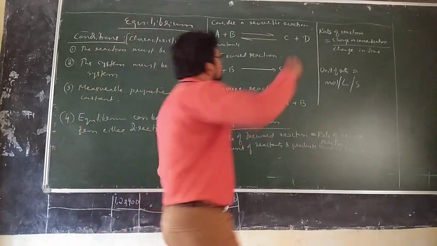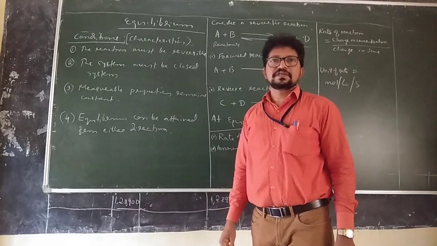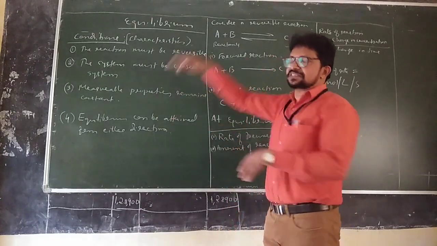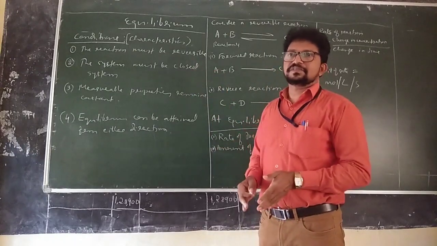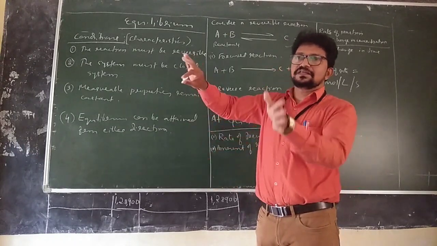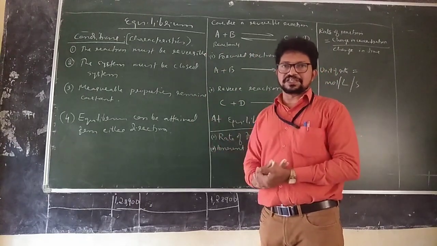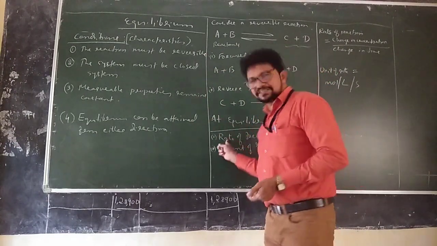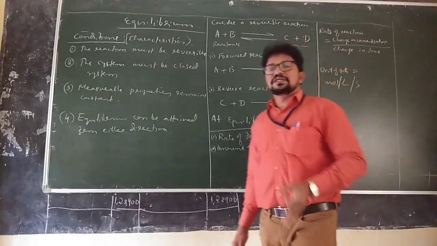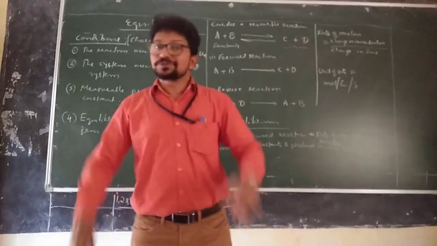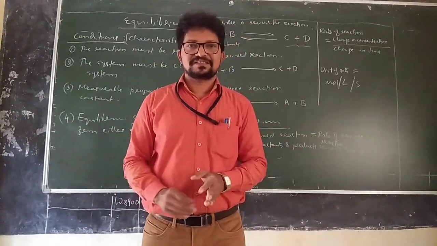Suppose if you start with only C and D initially, then reverse reaction starts. It tries to give A and B. Since it is reversible, A and B also try to give C and D. And a stage will reach. What is that stage? This. So you can start with reactants, you can start with products, you can start with both of your own choice.